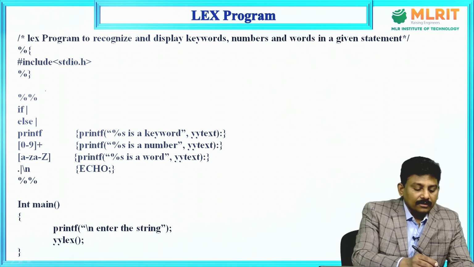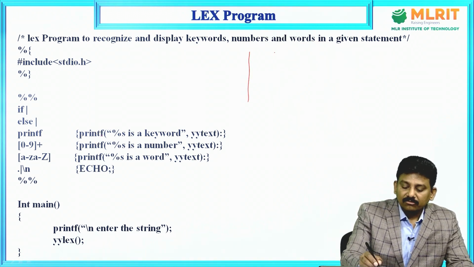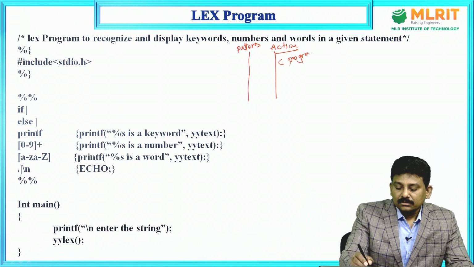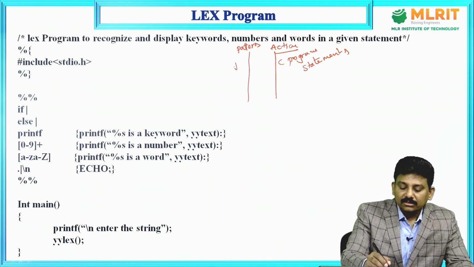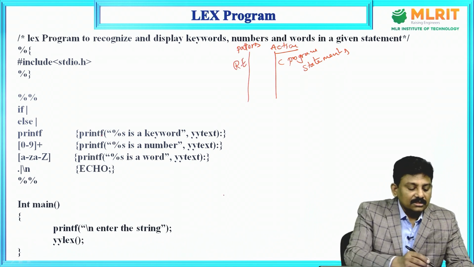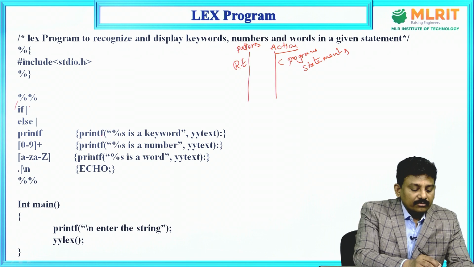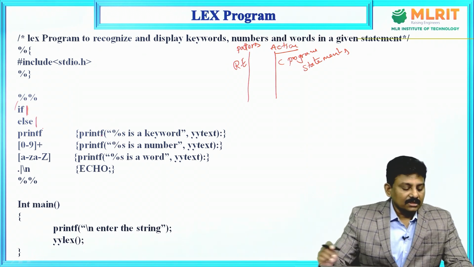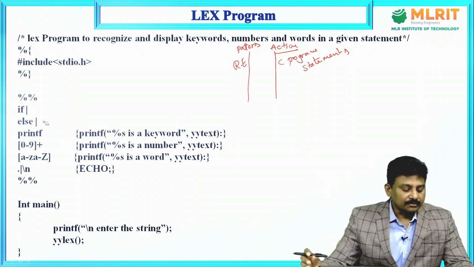In this rule section there are two columns, column 1 and column 2. Column 1 will contain patterns, column 2 will contain actions. Actions are C program statements. Patterns are regular expressions. See, in this, if followed by the or symbol, if or else or printf, these three are keywords. Either if or else or printf.